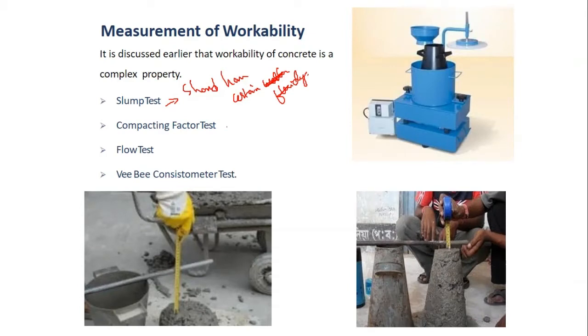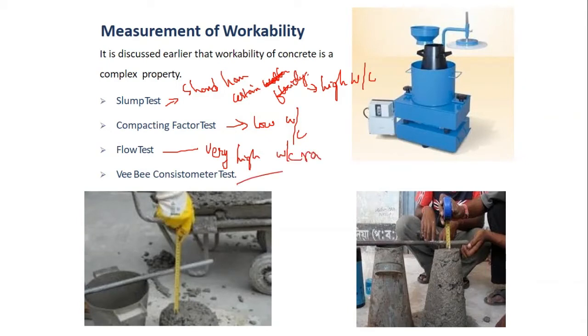And the compaction factor test is used for low water by cement ratio, and the flow test for very high water by cement ratio. So based on the water by cement ratio of the concrete, you decide what kind of test to use in order to give a numerical value to the workability.